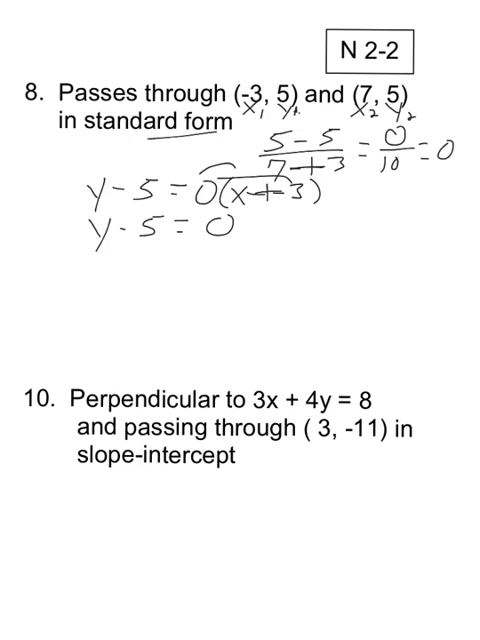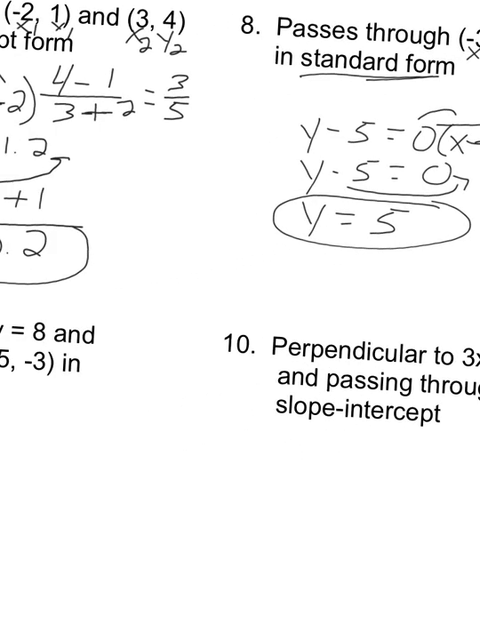I want it in standard form, which means that anything that's not an x or a y has to go to the other side. So I've got to take the -5 across. So y equals a +5. And with it having a 0 slope, we see that that should be a horizontal line going through 5, crossing the y-axis.